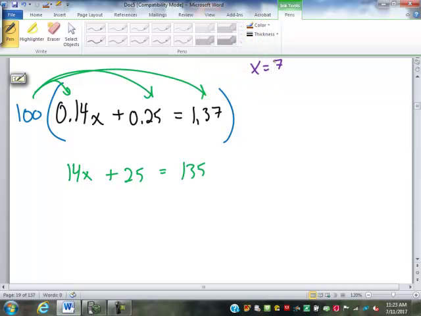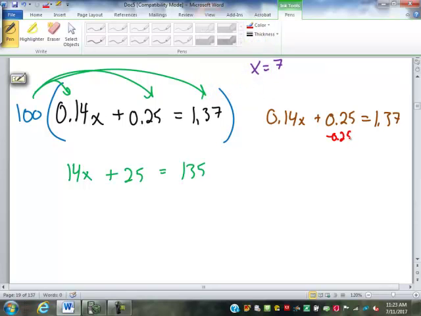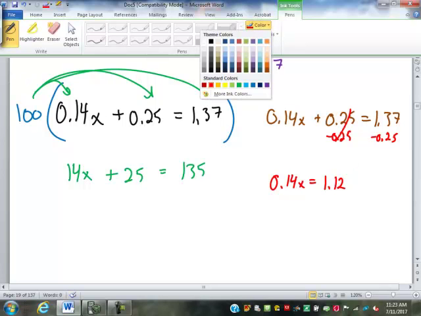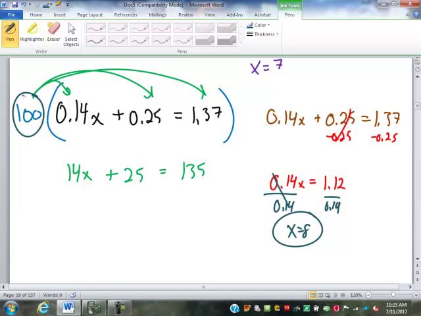To me, however, decimals are easy enough to work with, so I really wouldn't mess with that. I would just subtract the 0.25 to get 0.14x equals 1.12, and then divide by 0.14. You get x equals 8. But this is one method. It's kind of like multiplying by the least common denominator to get rid of all the fractions in an equation. It does the same thing.